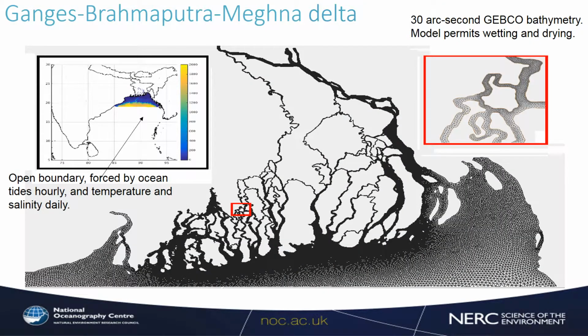For the Bangladesh case study, the unstructured FVCOM mesh was nested into a coastal ocean model called GCOMS. There we got the ocean boundary forcing. This was a series of tides, current velocities, temperature and salinity. The model was also forced at the inland boundary by an embedded river model so that we could look at future river flows in the delta.